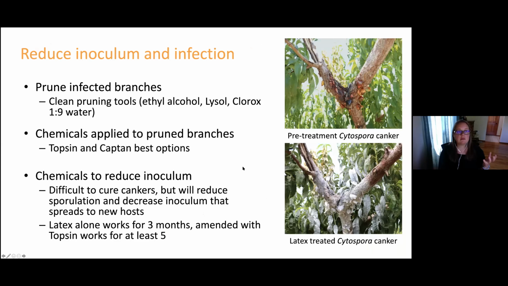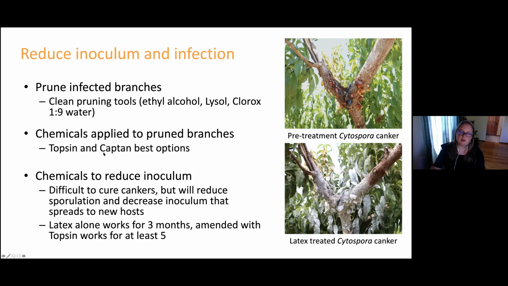For reducing inoculum, again, pruning infected branches is super important. Clean your prune tools. You don't want to move it around from one area to the other. You could use ethanol, alcohol, Lysol, Clorox, anything would be great.